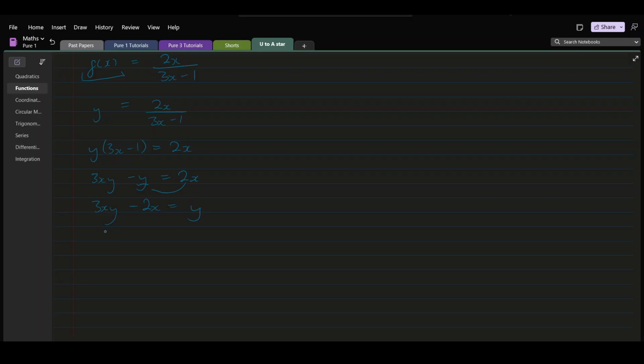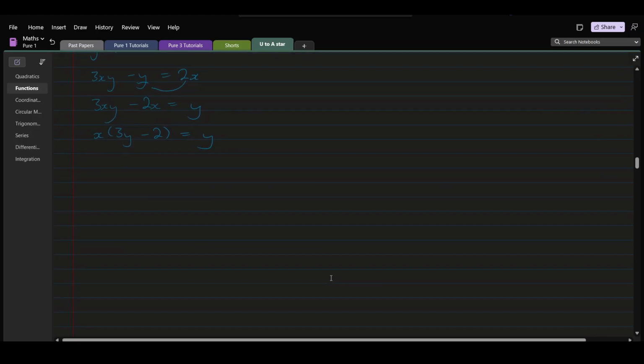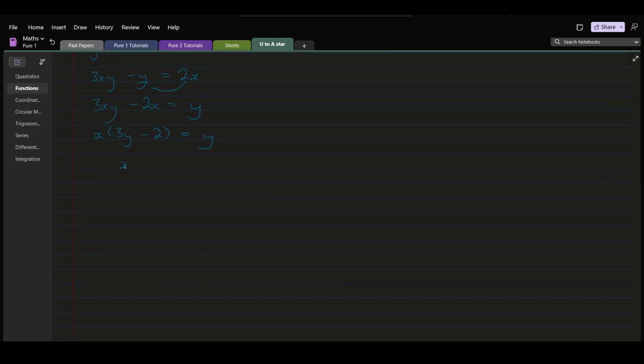And then now we're going to factor out an x on the left hand side, so that becomes x, and then we have 3y minus 2 is equal to y. And then we're going to divide both sides by the bracket, that's 3y minus 2. So this becomes x is equal to y over 3y minus 2, and this is our inverse.